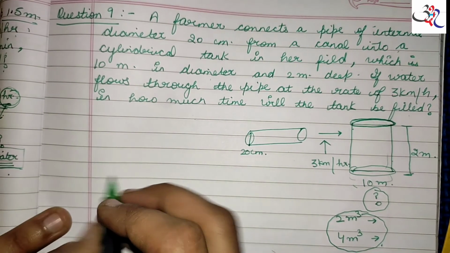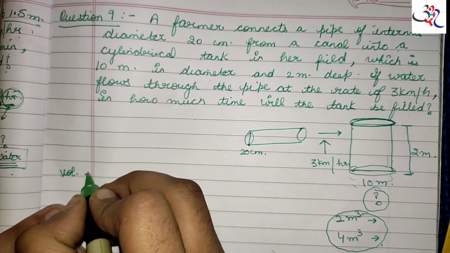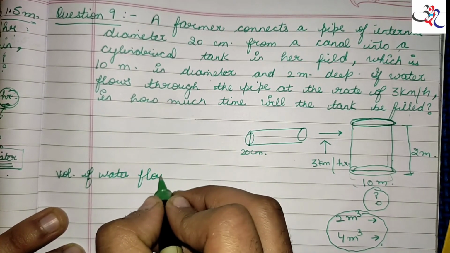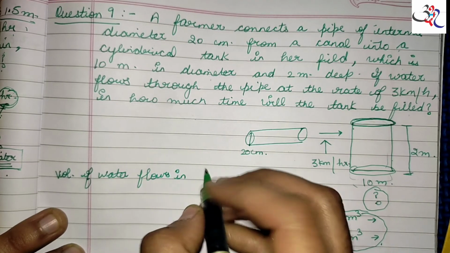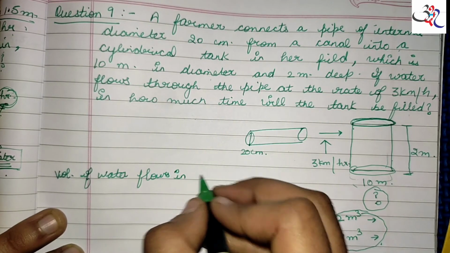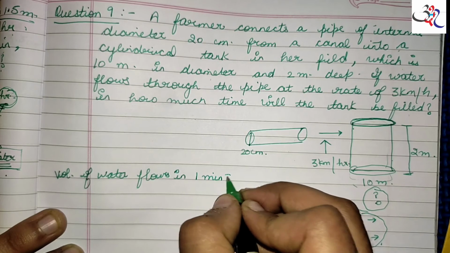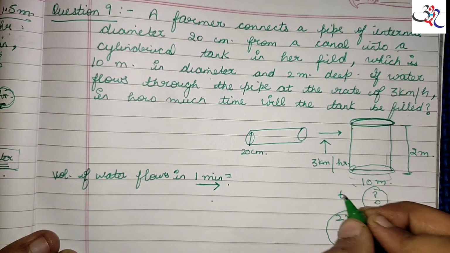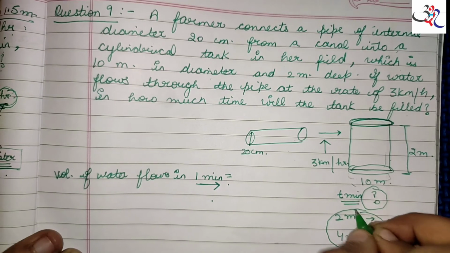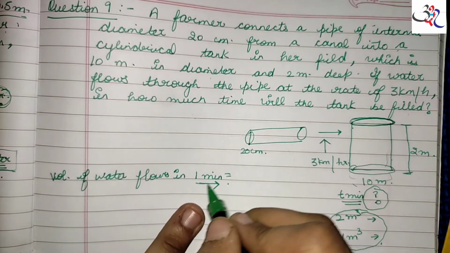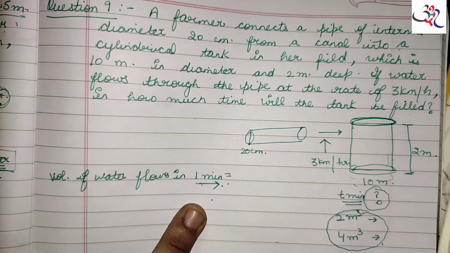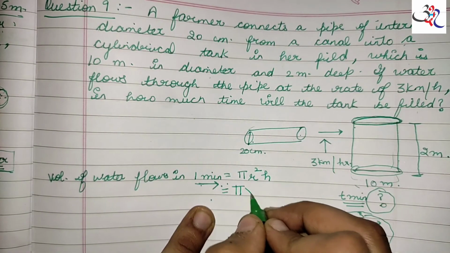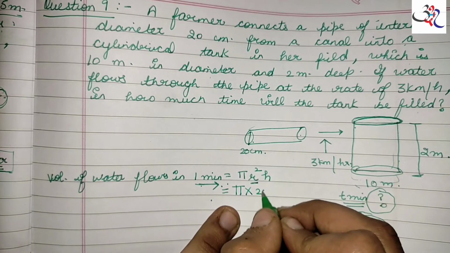So let's first find out the volume of the water that flows in 1 minute, and let us imagine that it takes approximately t minutes. The volume of water that flows in 1 minute will be equal to pi r square h. What is r? R is my 20 centimeter.